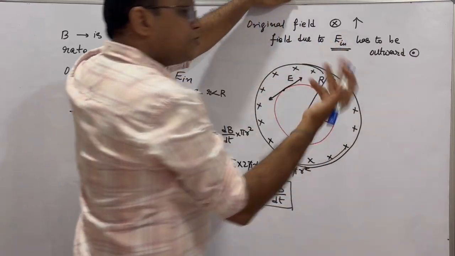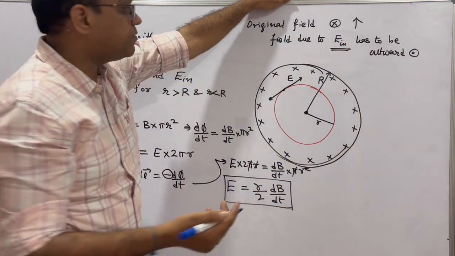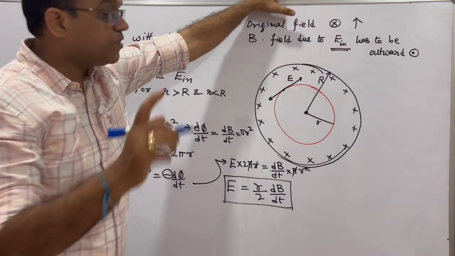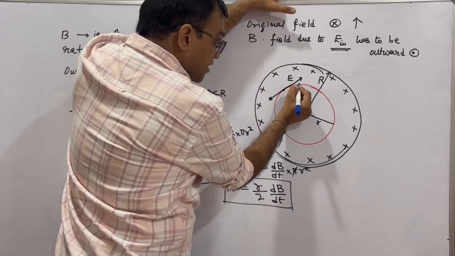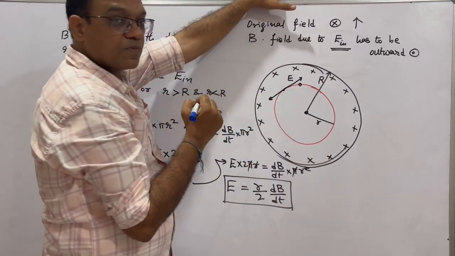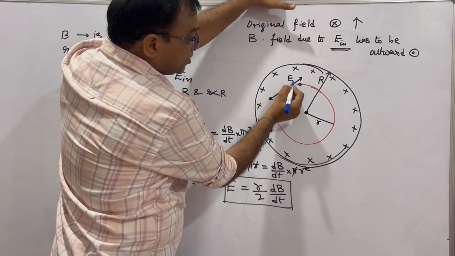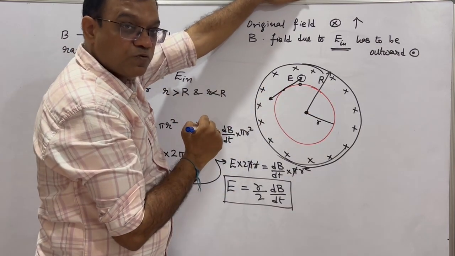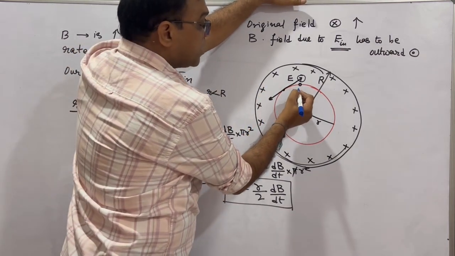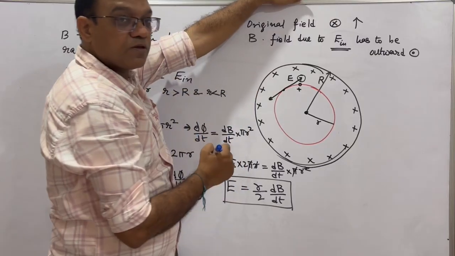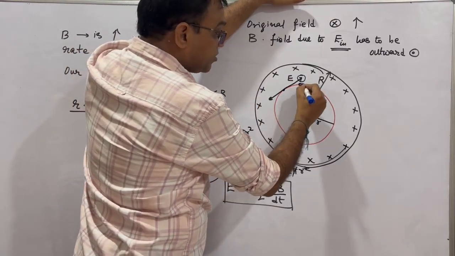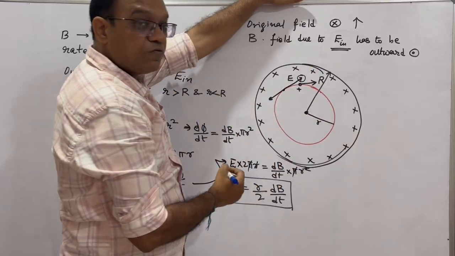Now, how will the induced field cause the magnetic field? The magnetic field due to the induced electric field. If some charged particle is placed here, under the action of this induced field, this charged particle will move. Let us say this charged particle is positive. Under the action of this induced field, if the field is in this direction, this is the direction of force.